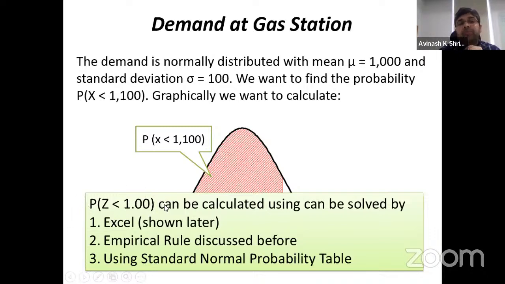Now, there is another thing. What will happen if I'm writing z less than or equal to 1, or z less than 1? Is there any difference between the probability of z less than 1 and z less than or equal to 1? Anyone from the meeting who can tell me if there is any difference between writing the probability of z less than 1 and z less than or equal to 1? Okay, no difference. And why is there no difference? Why don't we have any difference between z less than 1 and less than or equal to 1? Anybody?